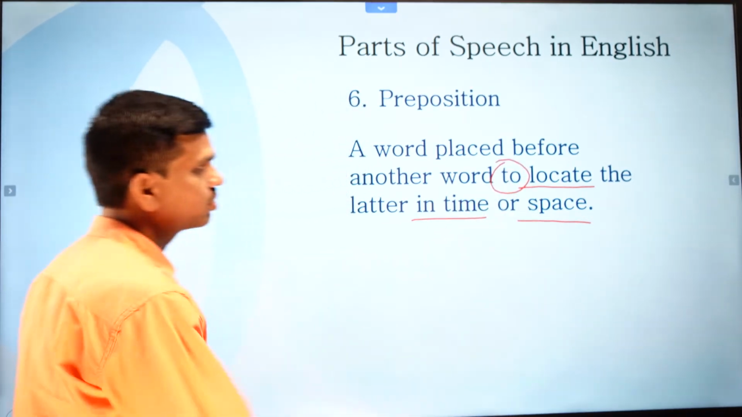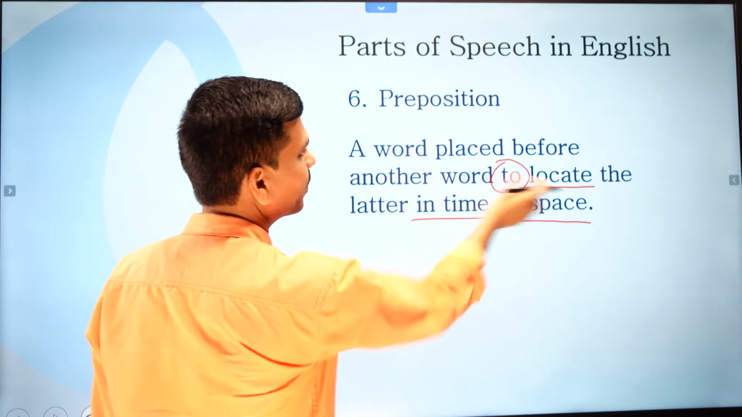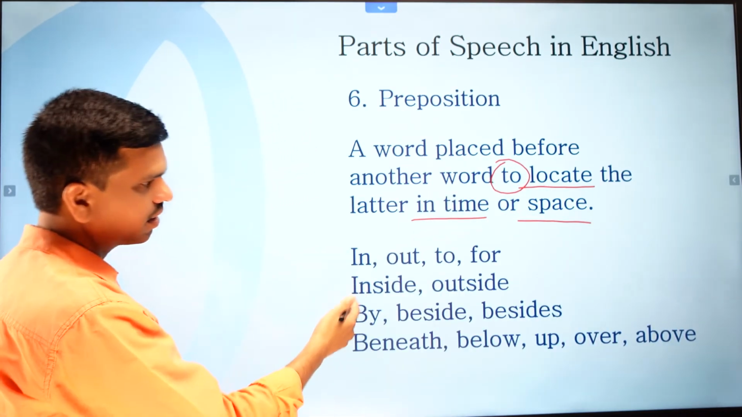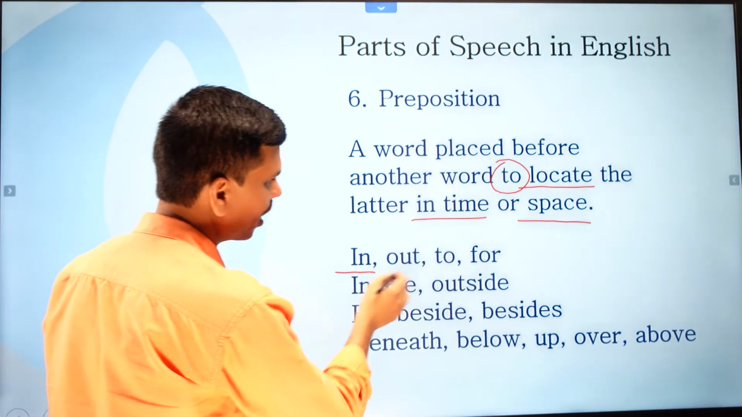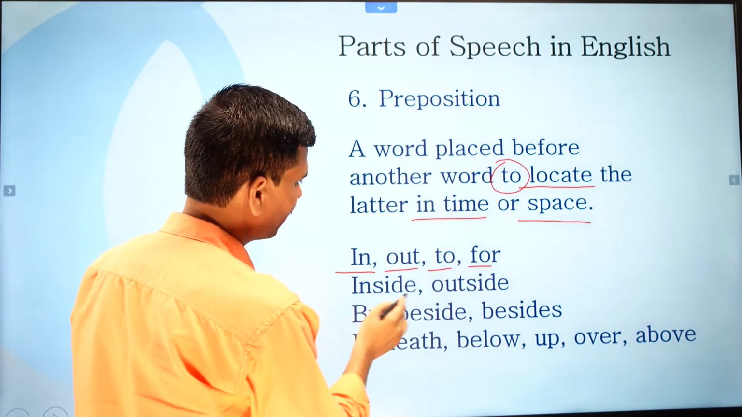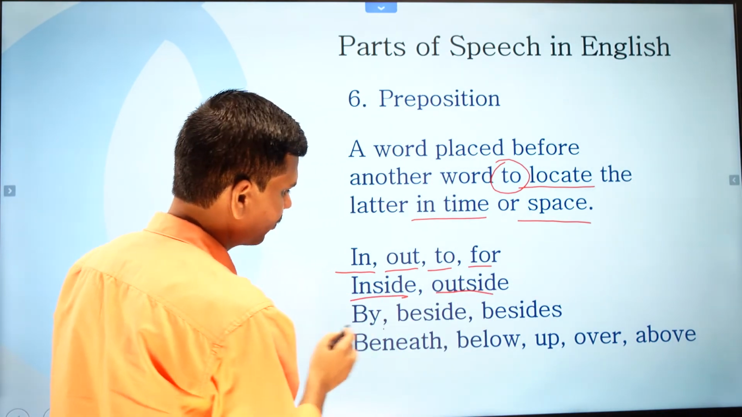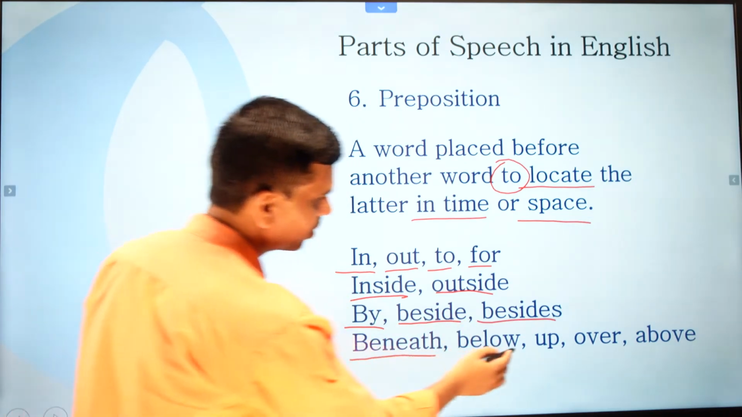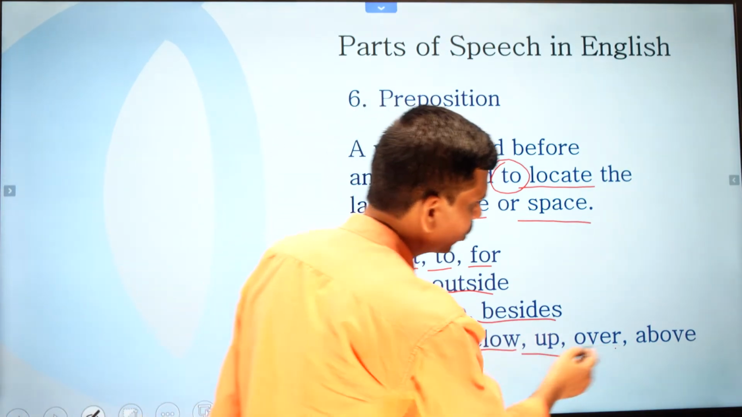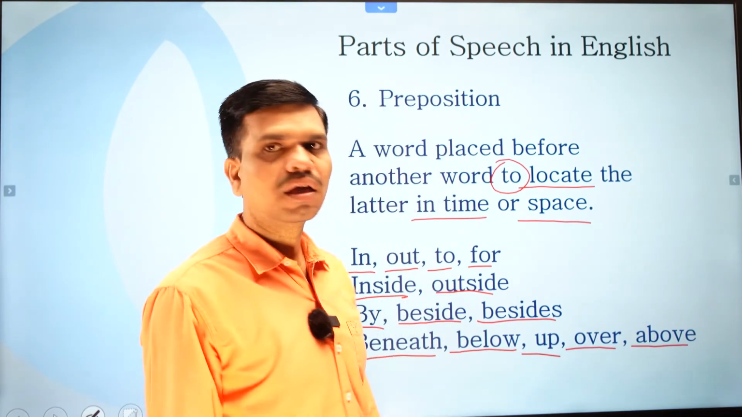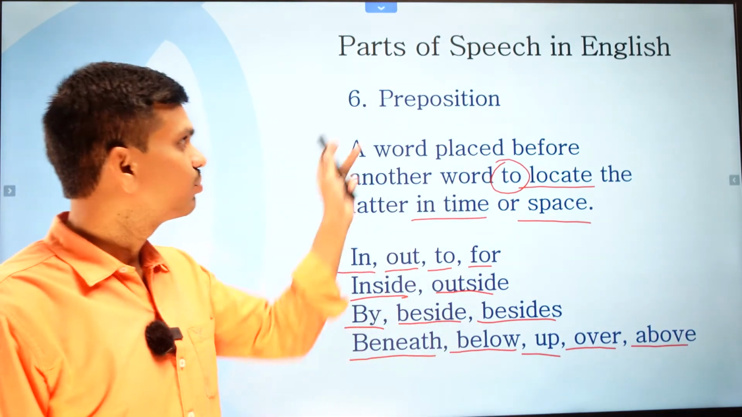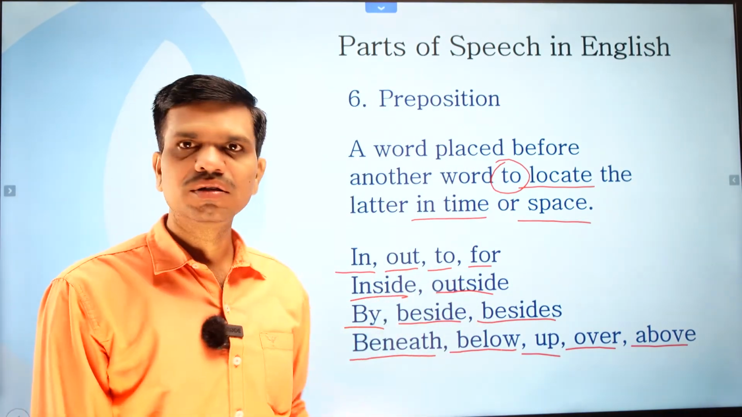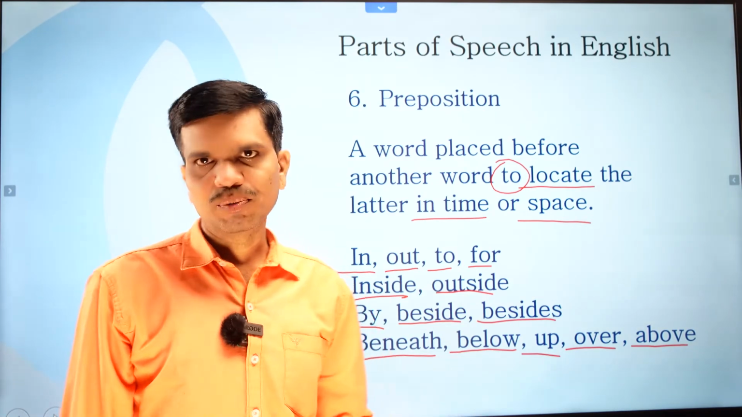To is a preposition because it is placed before a word, right? And here are other examples: in, out, to, for, inside, outside, by, beside, besides. Then you have beneath, below, up, over, and above. All these are the examples of preposition. Whenever you find these words, just understand this is a preposition.